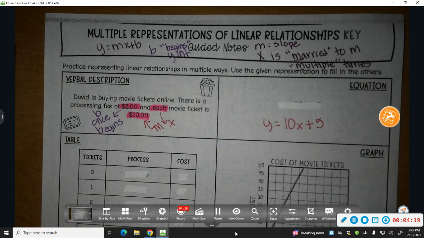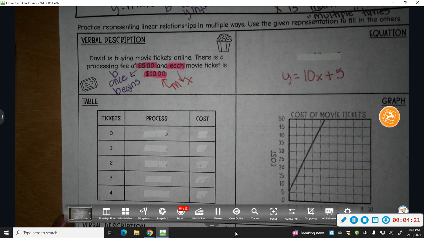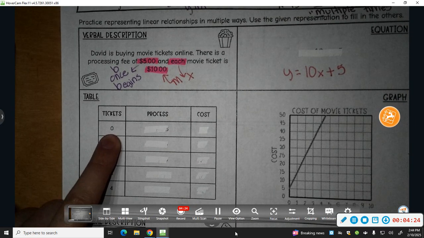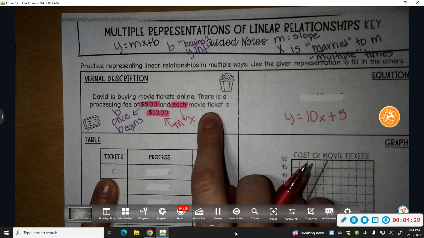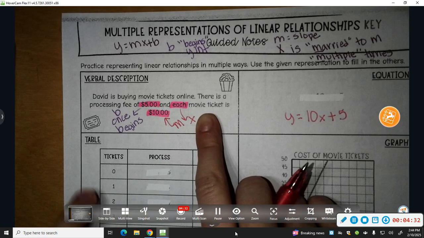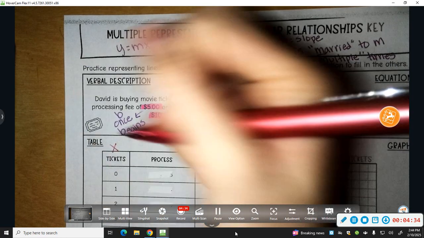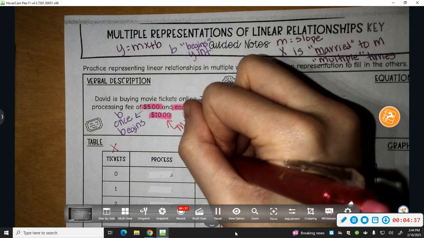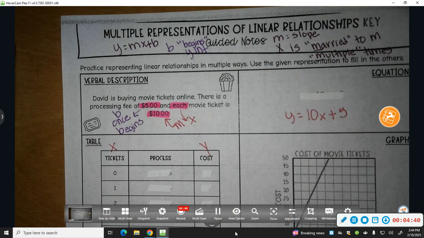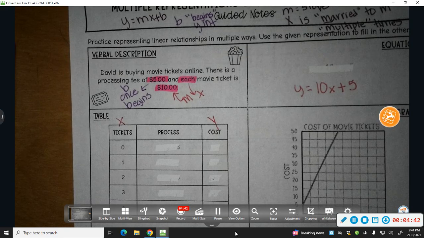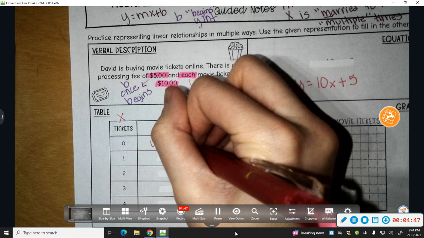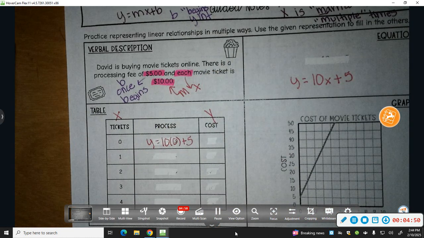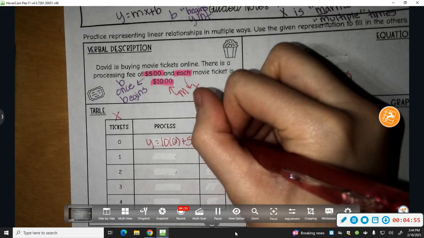Now that I have an equation, I can fill out a table. So down here, if I purchase 0 tickets, tickets is my X value, because remember, each was my movie ticket, it's married to X. The cost is going to be my Y in the table. I can plug this into the equation that I wrote, so I have Y equals 10 times 0 plus 5. 10 times 0 is just 0, and then I add 5, that means that it's going to cost me $5.